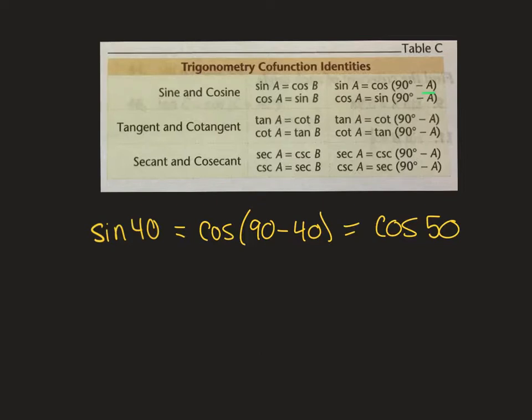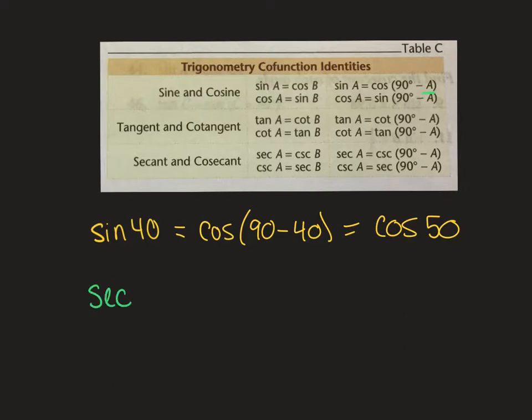So in your homework tonight, you have to write in terms of the appropriate cofunction. It'll give you examples like sine of 40, secant of something or other, right? So sometimes it's just going to give you a letter. So let's look at that one.